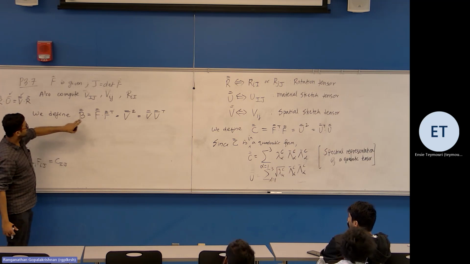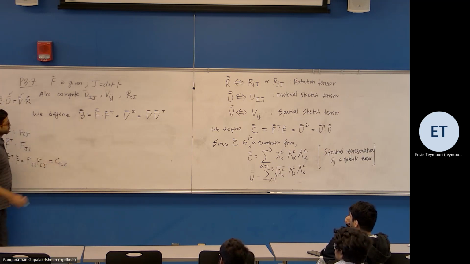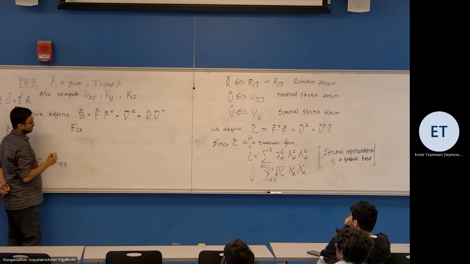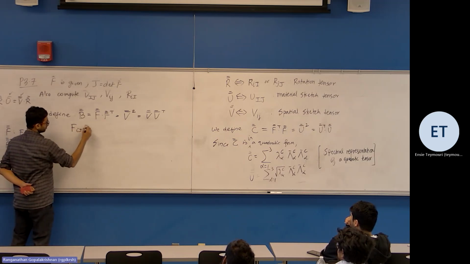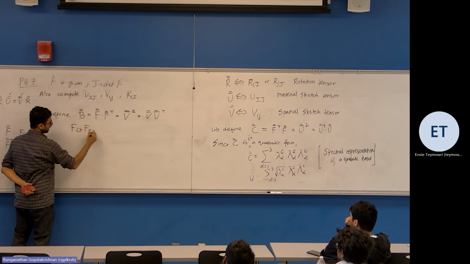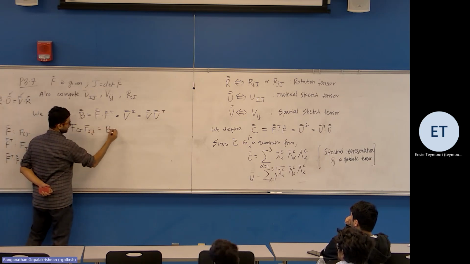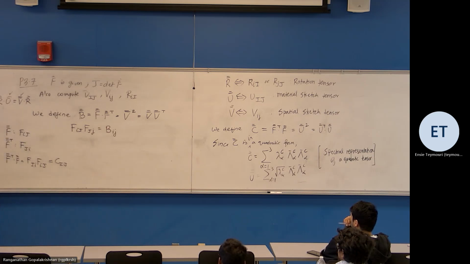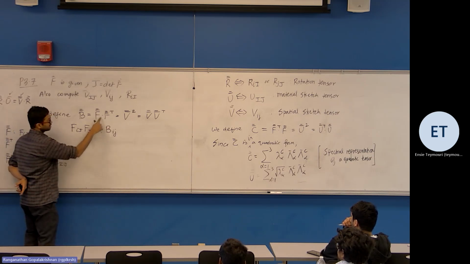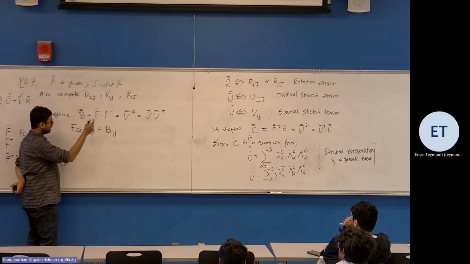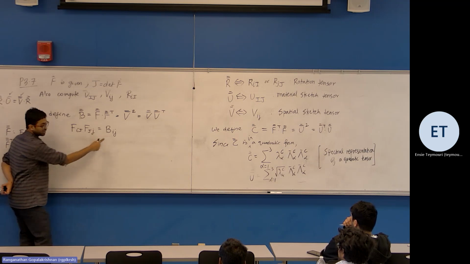What is the index of B? What is F? Fij. And what is F transpose? Fjj, which would make this Bij. The reason I'm forcing these two to be the same is the dot product. That will give me a delta Ij, which will then eventually make them the delta Jj, and that's what I'm keeping.